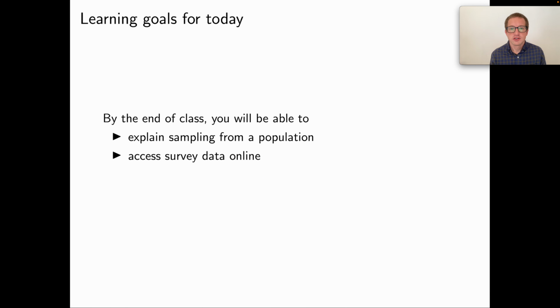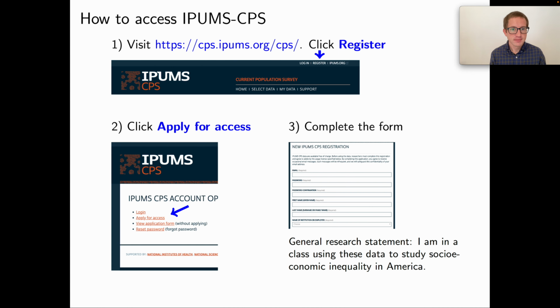By the end of class, you'll be able to explain sampling from a population, and you'll also be able to access survey data collected in high-quality probability samples online. I want to actually start with the second point. So a key task we need to accomplish today is to get you access to the Integrated Public Use Microdata Series Current Population Survey.